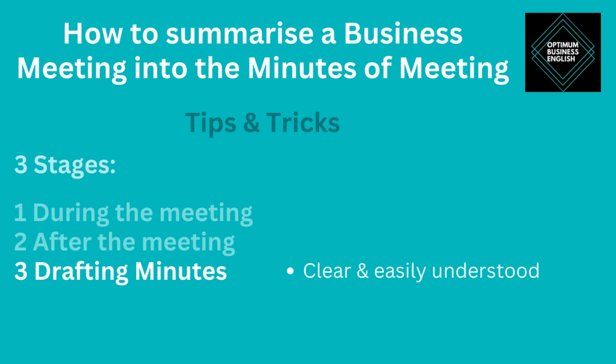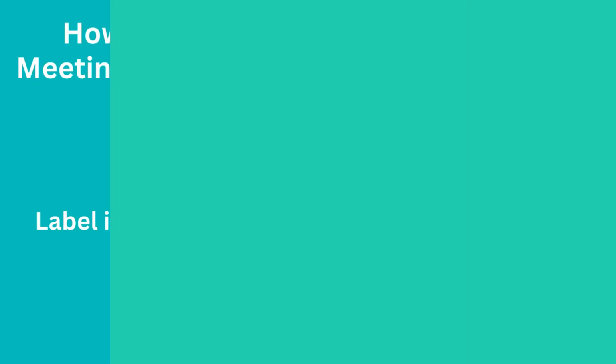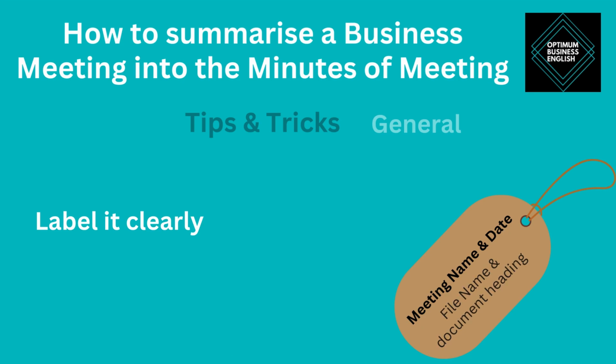before you press send. Now, we will look at a few general tips and tricks to successfully summarizing a business meeting. The first being to label it and the meeting summary clearly to show the meeting date in the file name and in the heading. The reason for that is so that it will be easy to find and refer to.